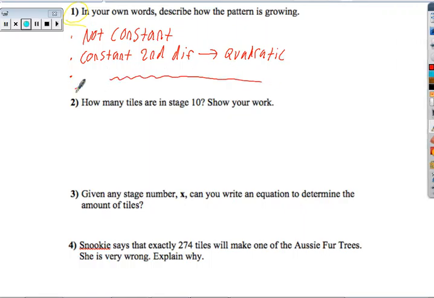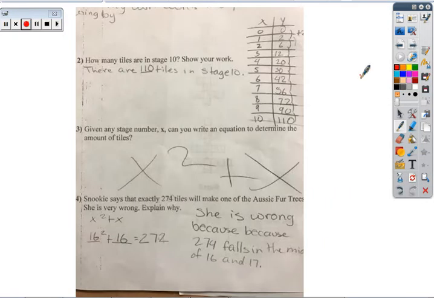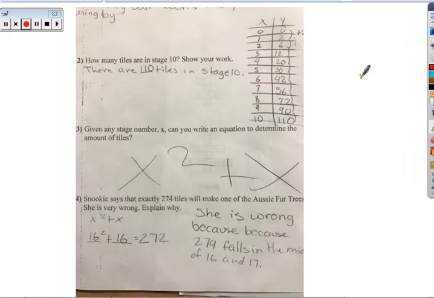So let's go on and see how she went on to answer number 2. For number 2, she was able to use that table that she had constructed, observing that second difference, to go even further, all the way up to figure 10. She just consecutively increases the stage numbers until she gets 10, and this is all she really needed to get 110 tiles. 10 is close enough where it wasn't really a big deal, whereas if it was when x is 100, maybe you wouldn't want to go that route.